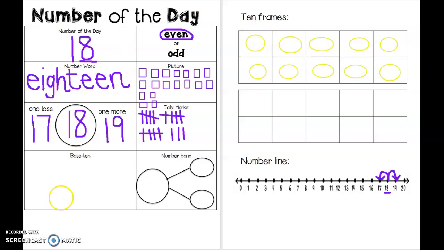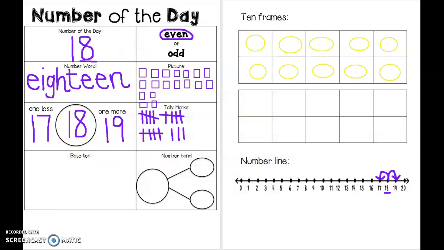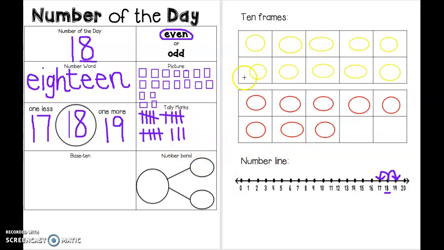And then how many more until we get to 18? Sorry, let me get my red. So we're at 10. We're going to count on. Put 10 in your head. Keep counting. 11, 12, 13, 14, 15, 16, 17, 18. So how many more? 10 and 8 more.